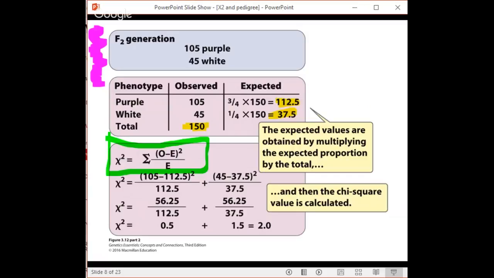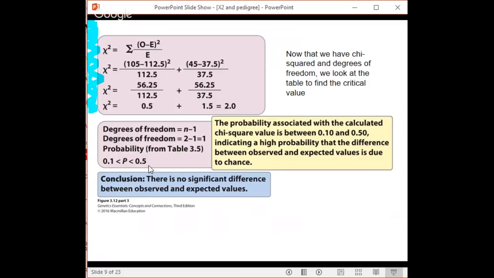So this is our equation right here. What we're going to do is a chi-square analysis for the purple and for the white, and then we're going to add them together, which is what this sigma sign means. And your O here stands for observed minus expected. You square that value and then you divide it by the expected. After we do all that math, we find that our chi-square value is 2.0.